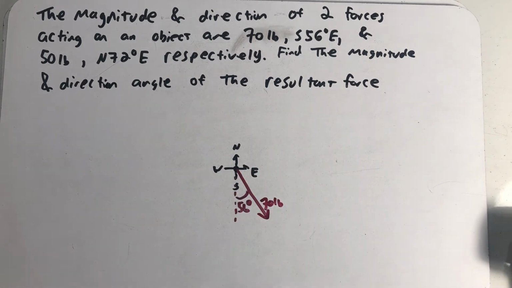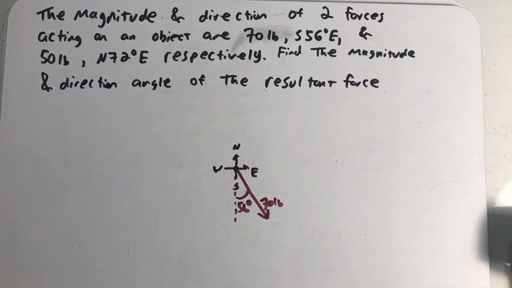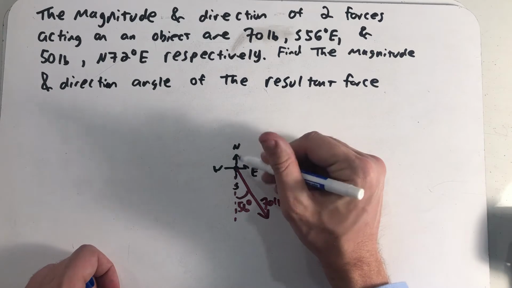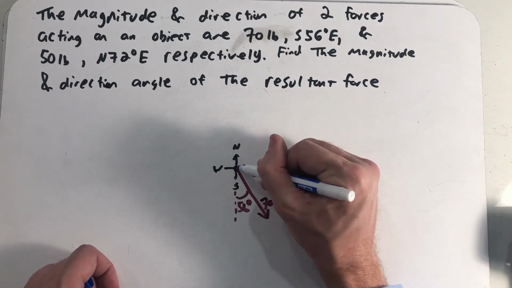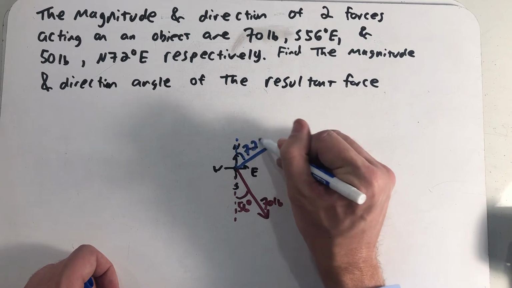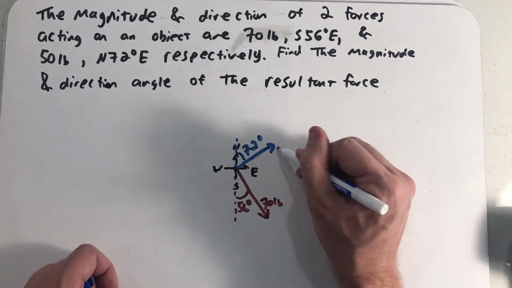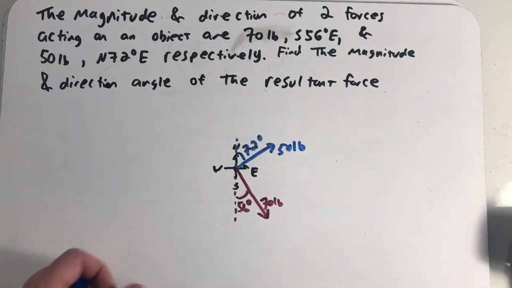And then my other angle, north, 72 degrees towards the east. So I start going north and I lean over 72 degrees, so a bigger angle. This is definitely not drawn to scale. So there's my 72 degree angle. And then there's a shorter vector that's only 50 units long, representing a 50-pound force. And we've been asked to find the magnitude and direction angle of the resultant force.